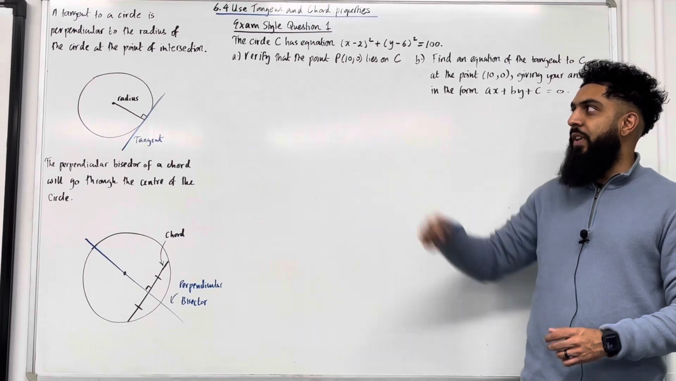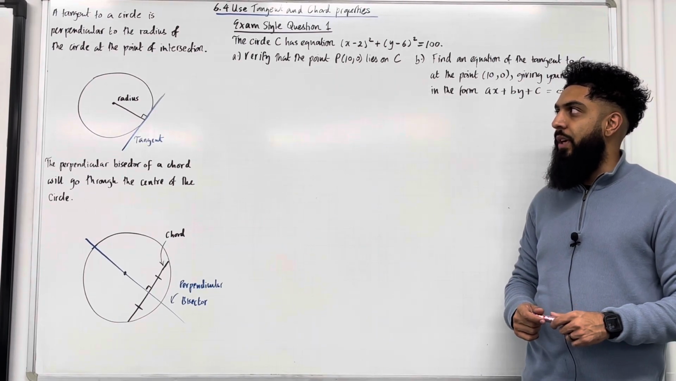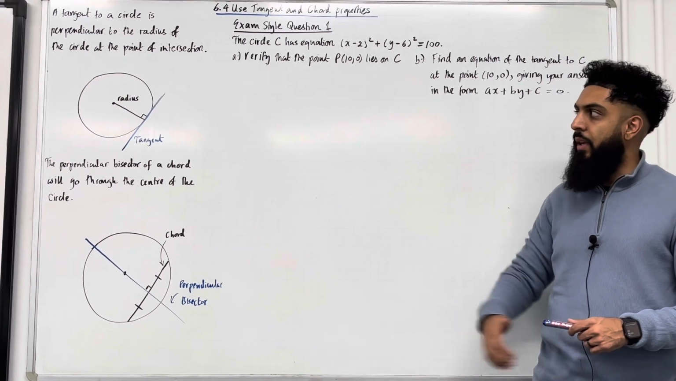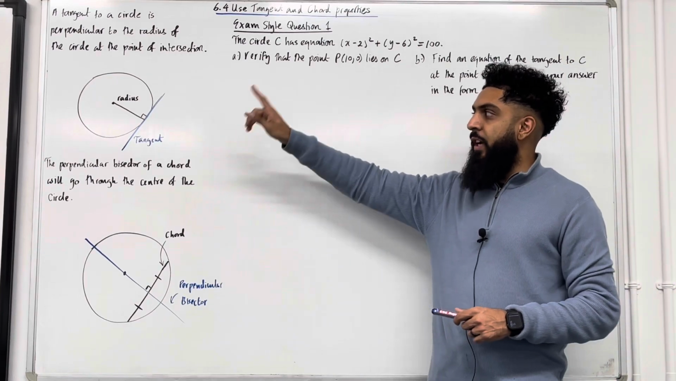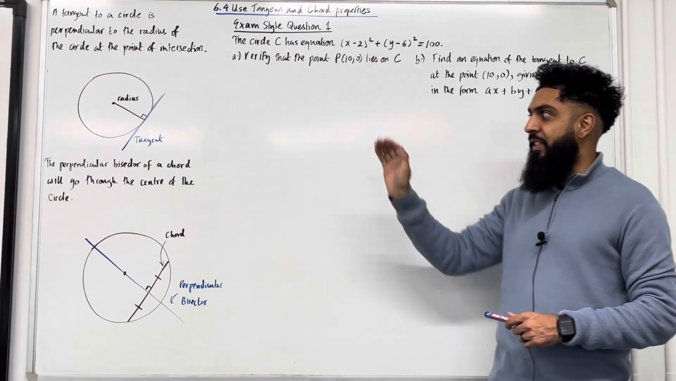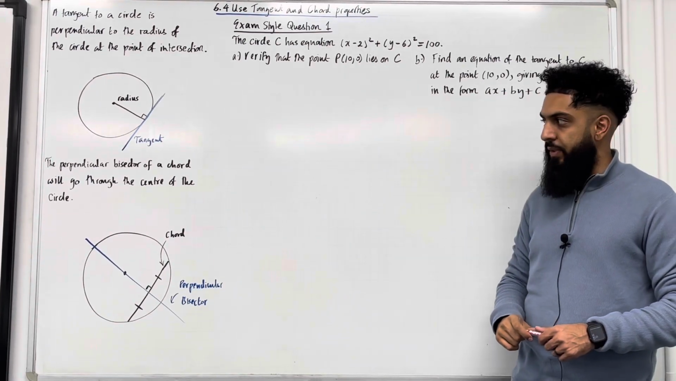A tangent to a circle is perpendicular to the radius of the circle at the point of intersection. So here's a diagram. We've got a circle and we've got that the tangent meets the radius at 90 degrees.